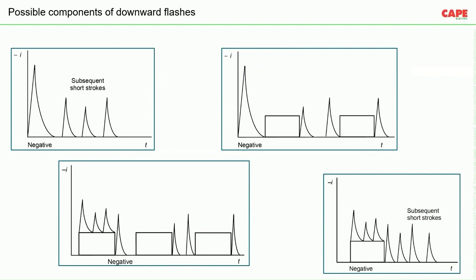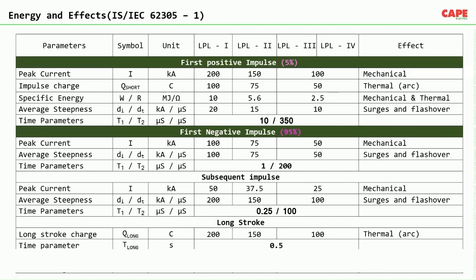Now, these are the various examples. It can be anything. It can be like multiple long duration impulses also. So here we have defined some parameters of how these impulses will react and what parameters they will have.